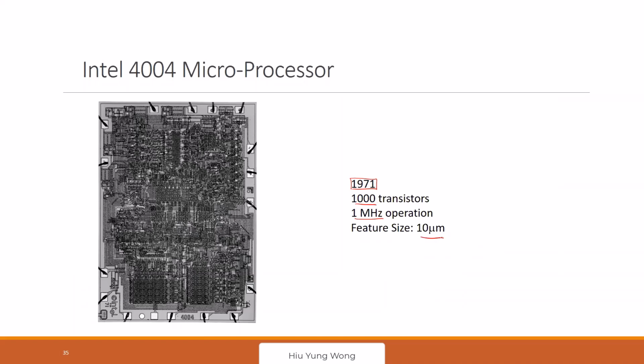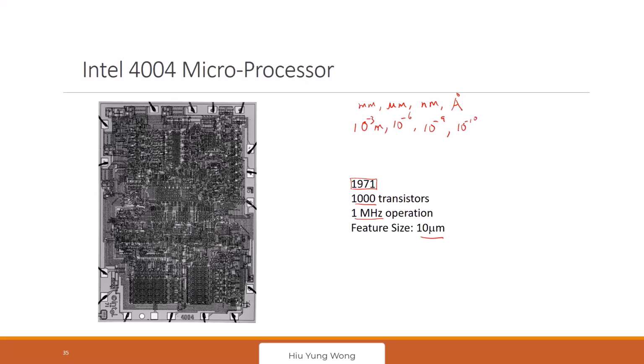What is 10 micron? I hope that you're very familiar with millimeter, micrometer, nanometer, and angstrom, right? Can someone tell me, 1 millimeter is 10 to the power of -3 meter, right? What is micrometer? Can someone tell me? 10 to the -6. -6, thank you. How about nanometer? -9. Great. How about angstrom? -10. -10. Very good. Right?